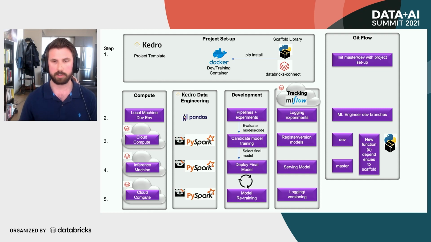And we clone the repositories and install necessary libraries like Databricks Connect and our dependencies, and build the development and training containers. And on the Git flow side, we're initializing master and development branches within the project setup. And so step two, compute-wise, we're on our local machines or individual cloud instances.